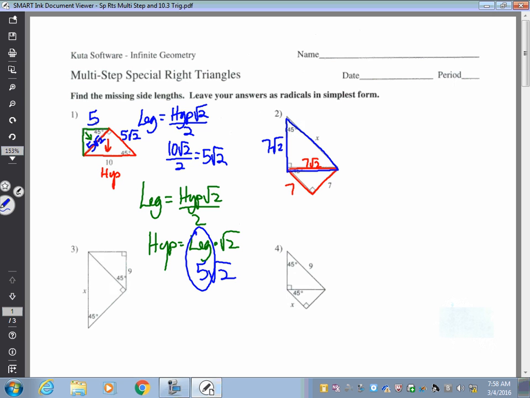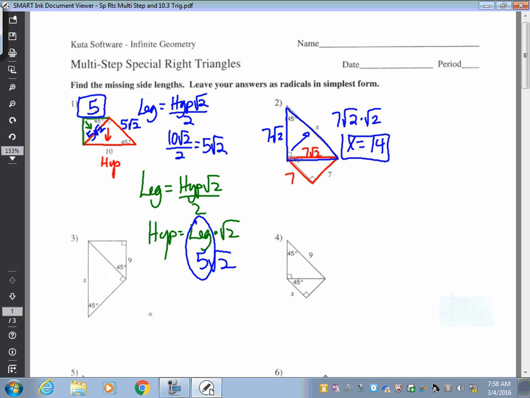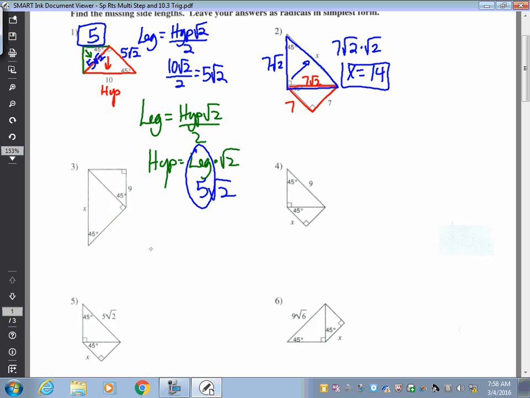And now to get to the hypotenuse of my blue triangle, I take the leg times radical 2. So 7 root 2 times square root of 2. And we should get that x is 14. Okay, and I forgot to box the other one. All right, so that's number 2.